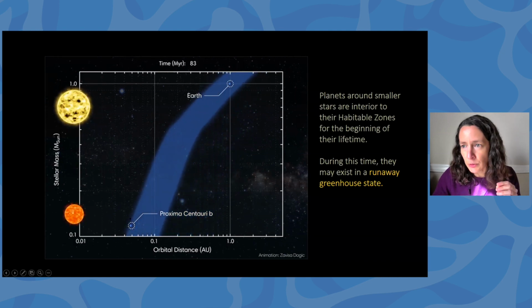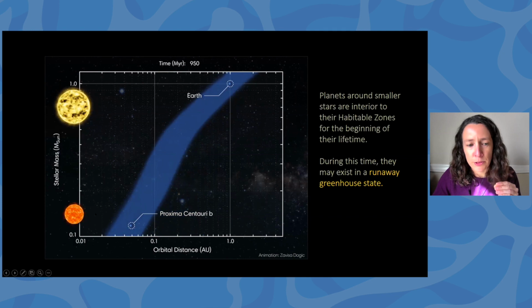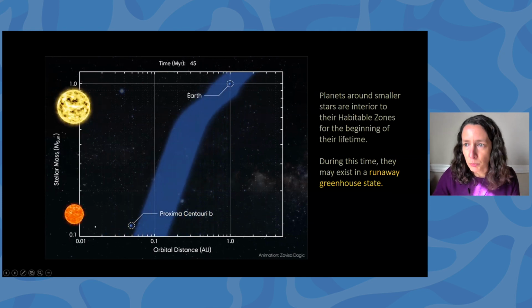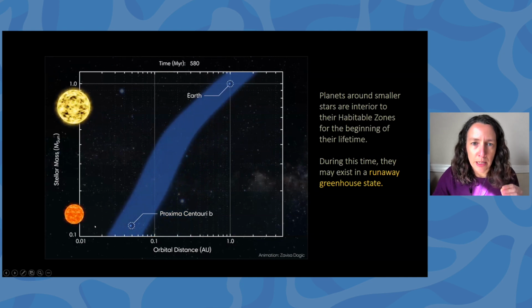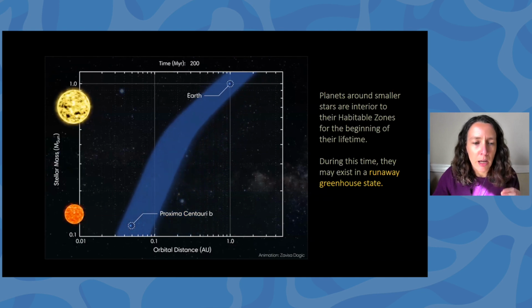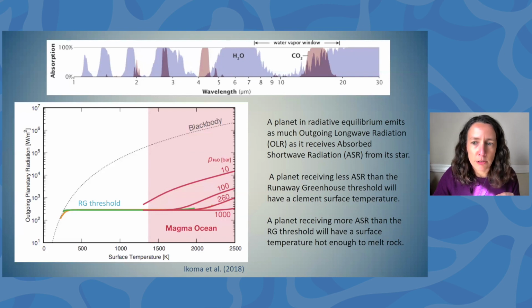And many planets that we see today in the habitable zones of these very small stars likely went through a period like this where they were too hot to have liquid water on their surface. And during this time, these planets may exist in what we call the runaway greenhouse state. And this can potentially cause these planets to lose a large fraction of their water. I just want to go over what the runaway greenhouse state is.